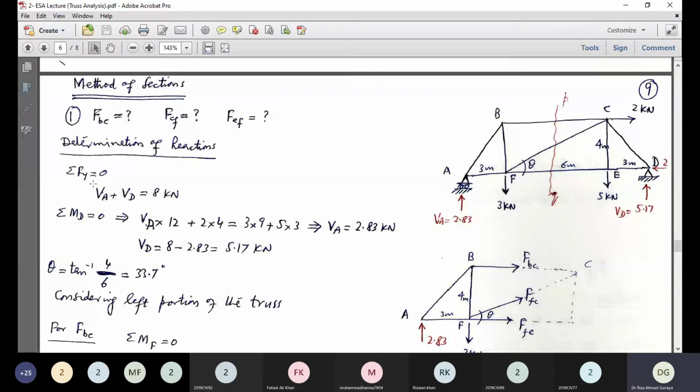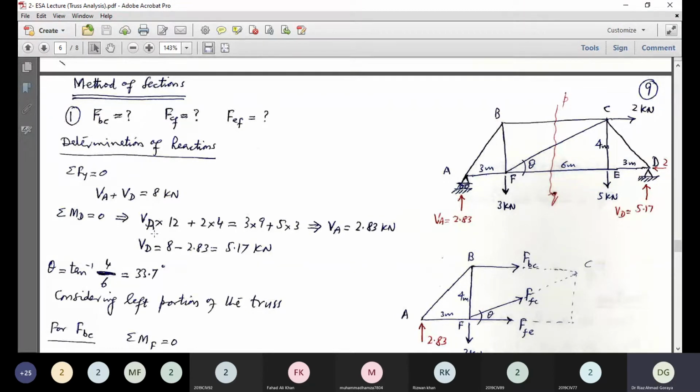either by, actually whenever you have to find the reactions, you have to apply 3 equations of static equilibrium considering that truss as a whole. It is always, whether it is a method of joint or a method of sections. So sigma Fy: Va plus Vd is equal to 8. Then for determining Va, sigma Md will be taken as 0.